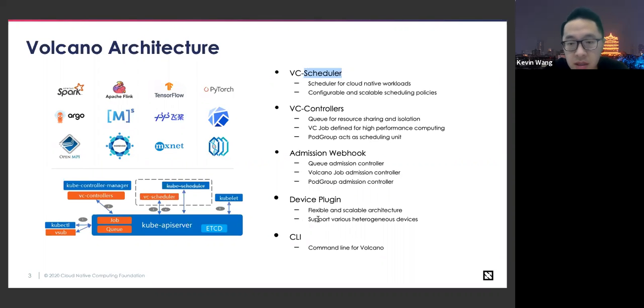For the underlying device plugin, I think the most exciting thing is that we have a GPU sharing implementation, so people can share GPUs across workloads, especially when they are running inferencing workloads on top of Kubernetes. And Volcano also has its own command line tool. The idea is that we are trying to support the same command line experience as those legacy batch computing systems. So we have a lot of commands supported by this CLI.